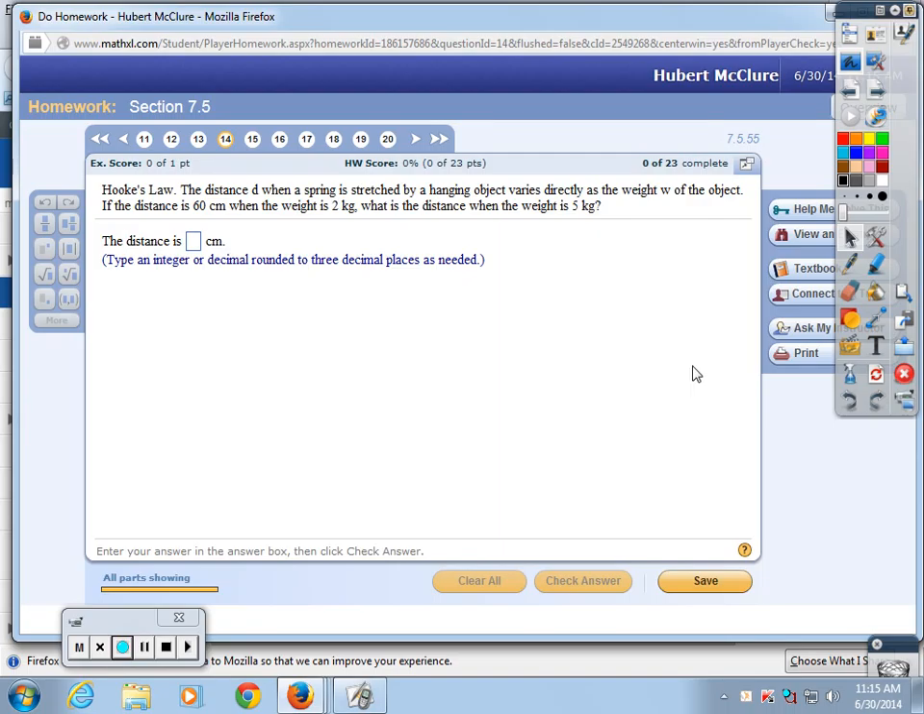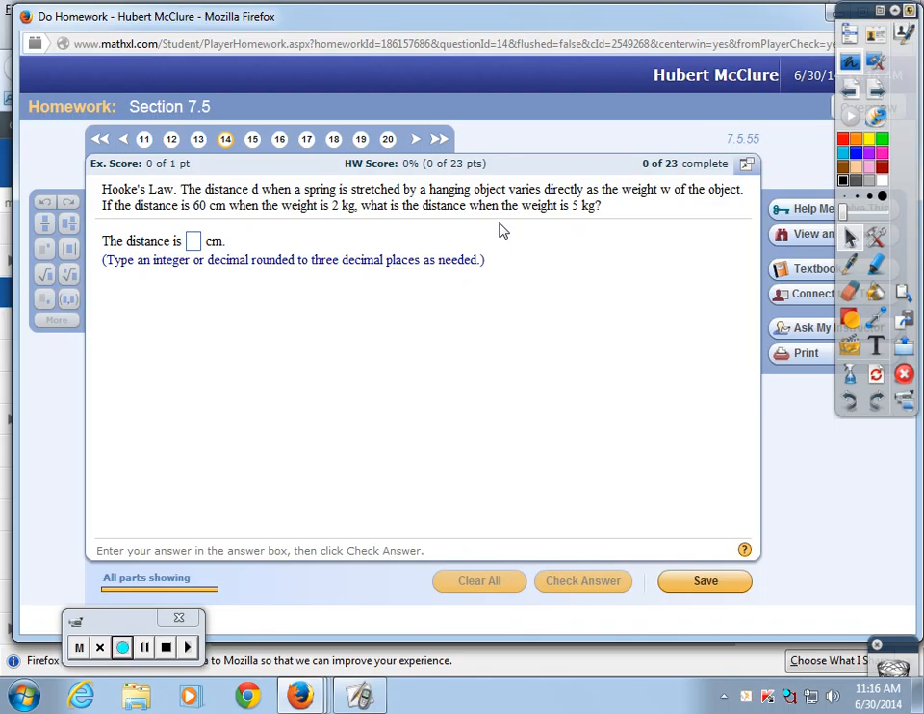All right. Hooke's law. Anybody know what Hooke's law is? It's physics. It's the stretching of a spring. You're going to study it in Calc 2. How'd I know that? Because I teach Calc 2. And you're going to see it in physics also. The distance d when a spring is stretched by hanging objects varies directly as the weight, W, of the object. Stop. Now they're telling you right there which formula to use, and they're telling you that you need to change the variables respectively.